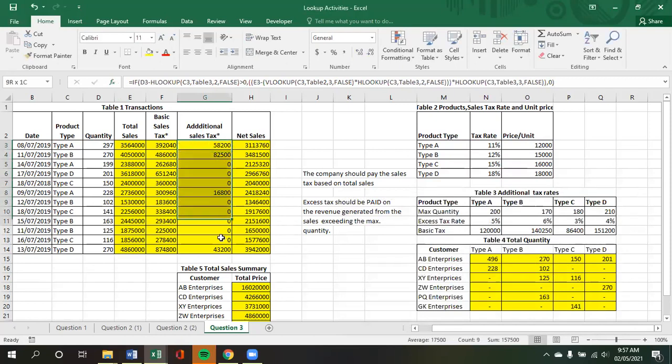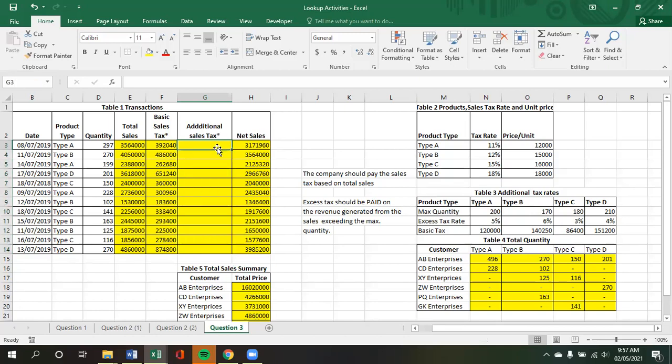We'll think about the excess tax. It is said that it has to be taken based on the maximum quantity. It says that the excess tax should be paid on the revenue generated from the sales exceeding the maximum quantity. So depending on the type of this product, and depending on the amount that it exceeds, you need to tax that. So that is how we basically do it. Okay, good. Right, we can remove that and let's work it out again.